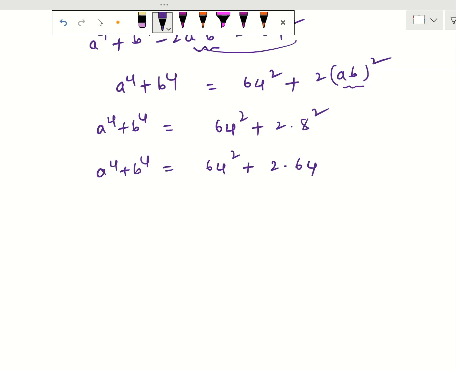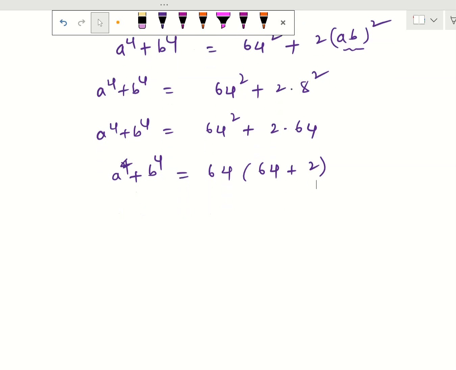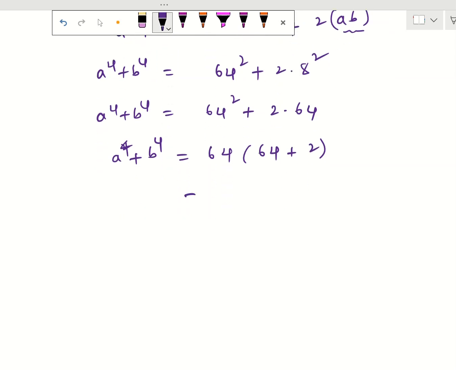So on the right side we can take 64 common. Taking 64 common out, 64 remains and plus 2 remains here. So 64 into 64 plus 2 is 66. Therefore this equation we call equation number 3.